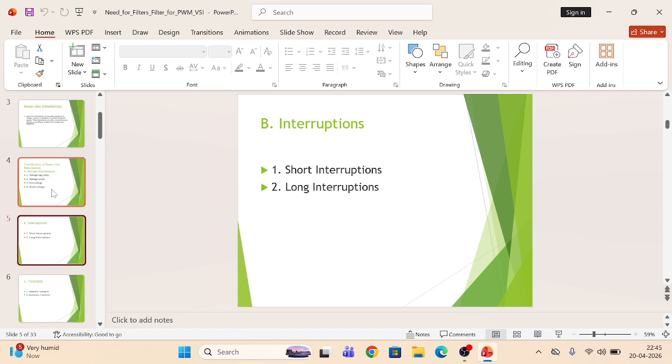Then interruptions. Interruptions consist of short interruption and long interruption. Interruption means complete loss of power supply. Short interruption is like a quick power blink. Long interruption is a power cut.